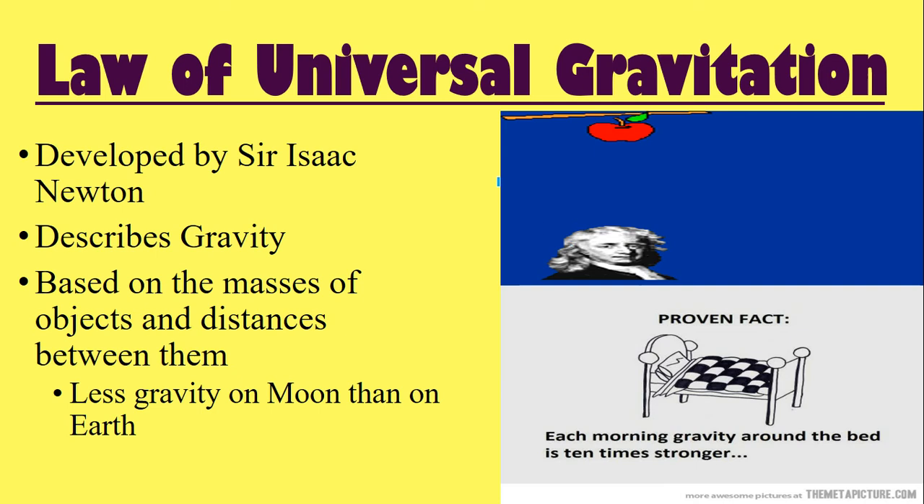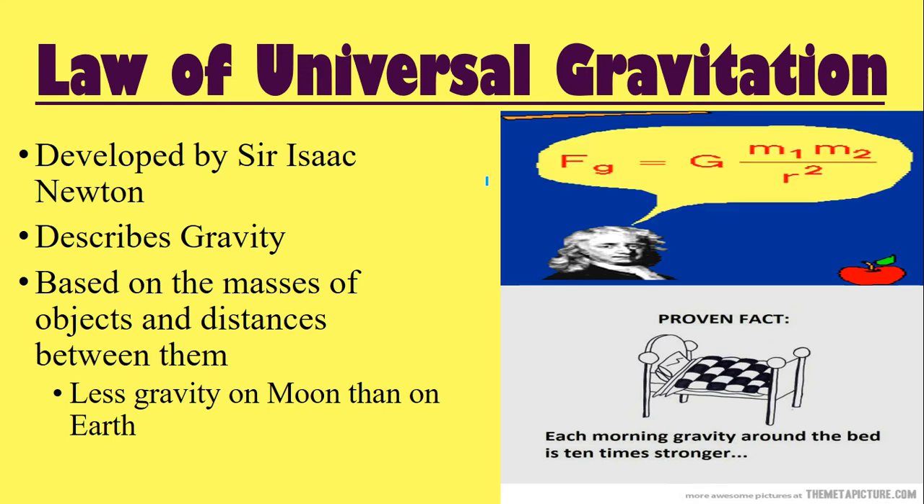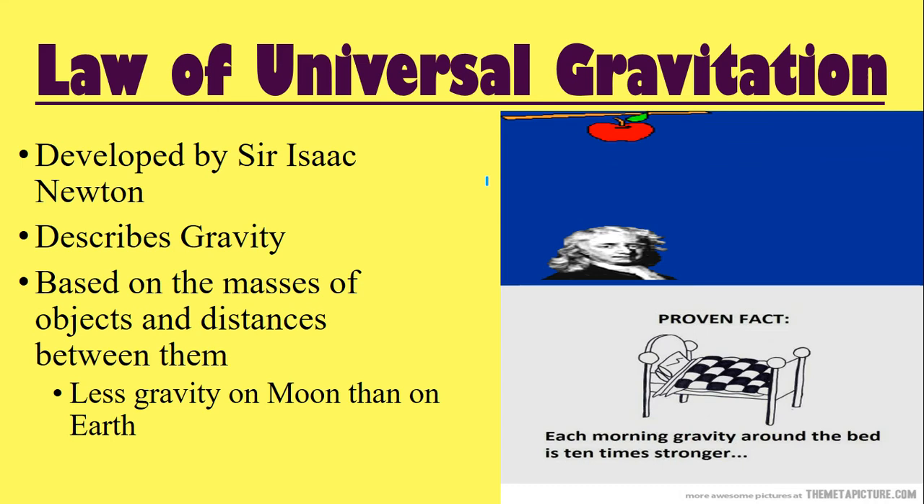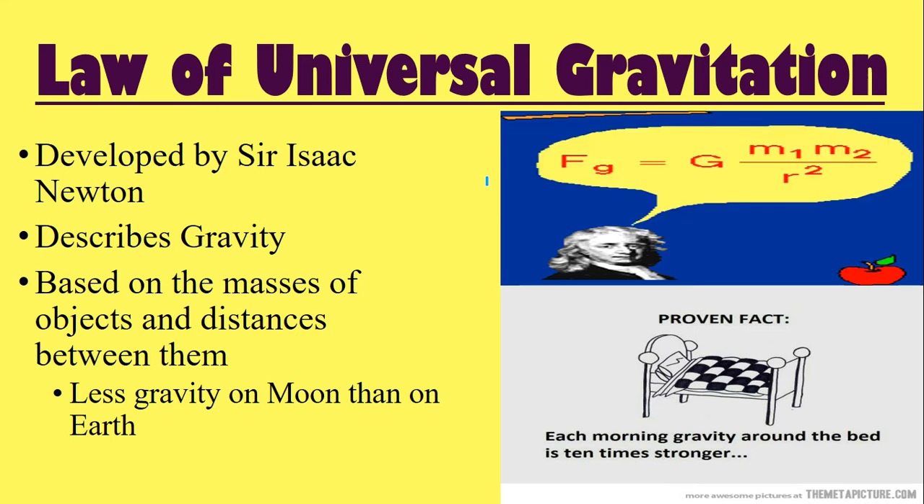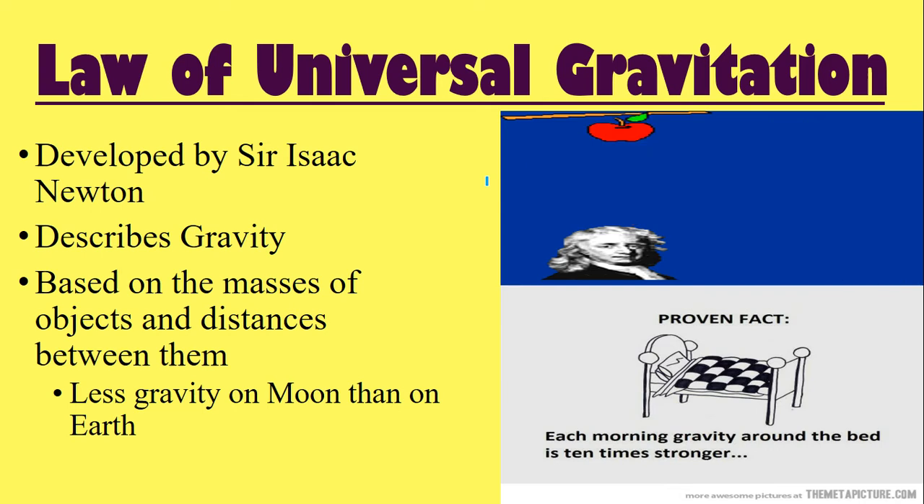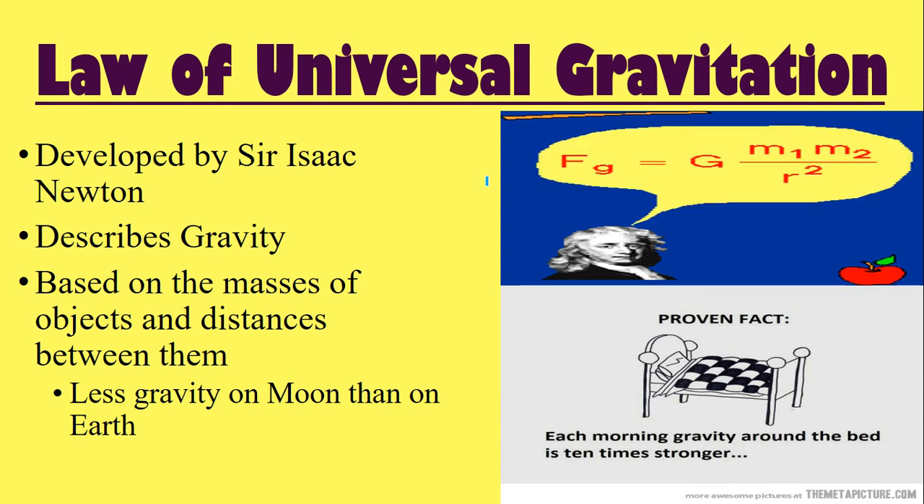The other law is called the law of universal gravitation. This was developed by Sir Isaac Newton, and basically it describes gravity. It says that gravity is based off the masses of the objects and the distance between them. So if you think about our Earth, it is a really big planet, not big like Jupiter, but big compared to the moon. So there's more gravity on Earth than there is on the moon. The moon is much smaller, so it has less gravity. Less gravity. It still has gravity. There's still gravity on the moon. It just may take a little longer for things to fall.